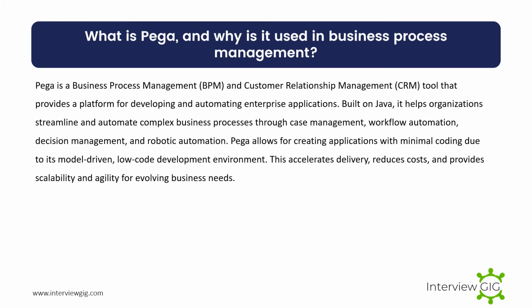What is Pega and why is it used in business process management? Pega is a business process management (BPM) and customer relationship management (CRM) tool that provides a platform for developing and automating enterprise applications. Built on Java, it helps organizations streamline and automate complex business processes through case management, workflow automation, decision management, and robotic automation.